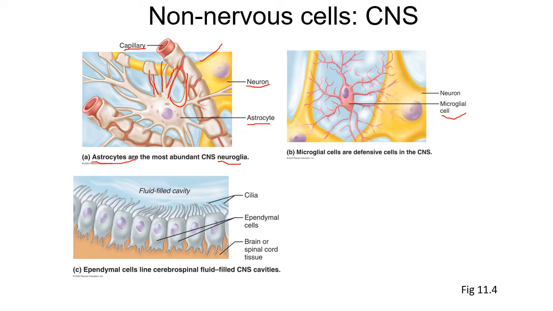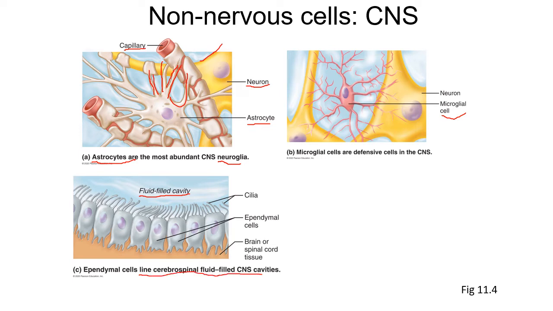The ependymal cells are a type of cuboidal epithelial cell that line the cavities in the brain and spinal cord, particularly where we have a fluid-filled cavity, like the cerebral spinal fluid in the brain. We'll see next week that there are what are called ventricles that contain the cerebral spinal fluid. We can see here they line the cerebral spinal fluid.